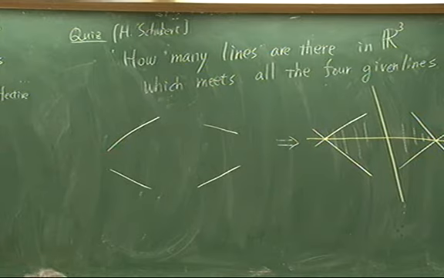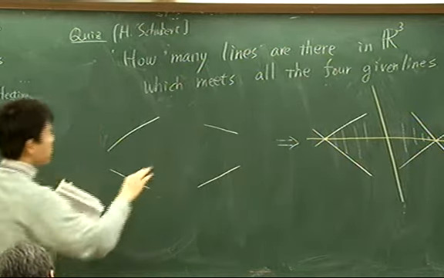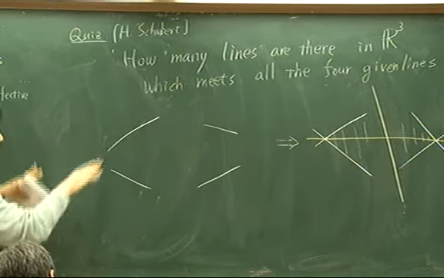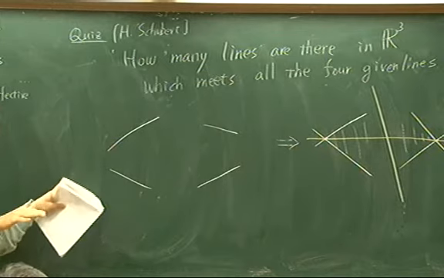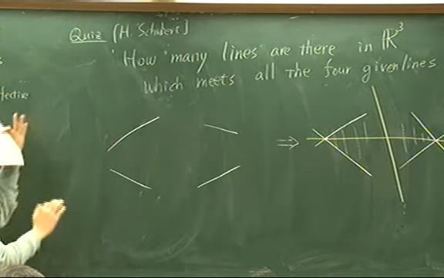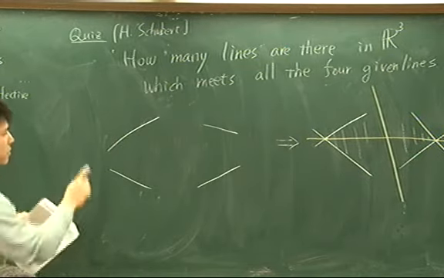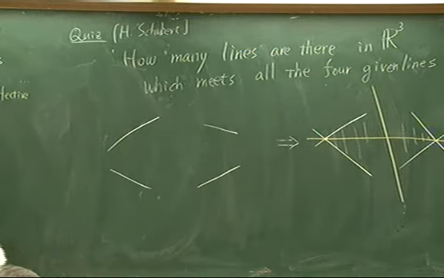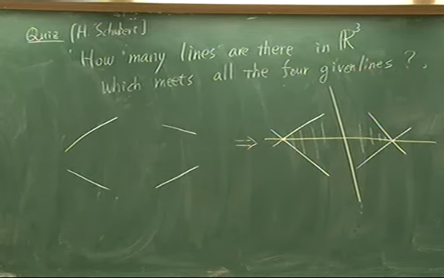But intuitively, the number of solutions doesn't change if we move them carefully. For example, if we rearrange those four lines so that they are on the same plane, then the number of solutions changes. But if we move carefully and avoid singular positions, then the number of solutions won't change. But this argument is not so rigorous.